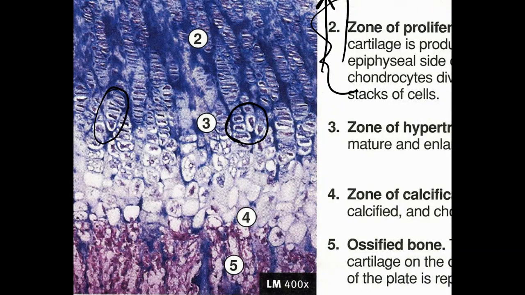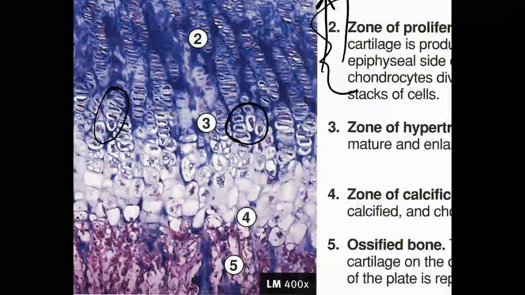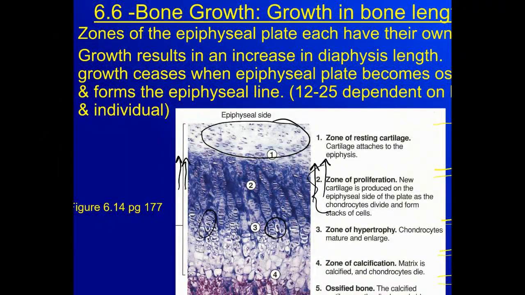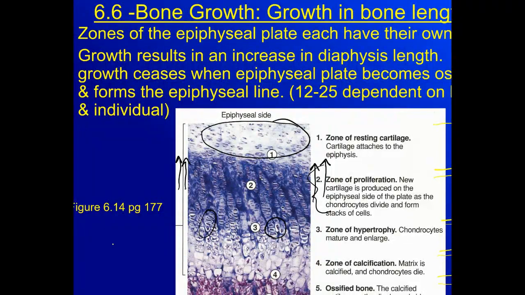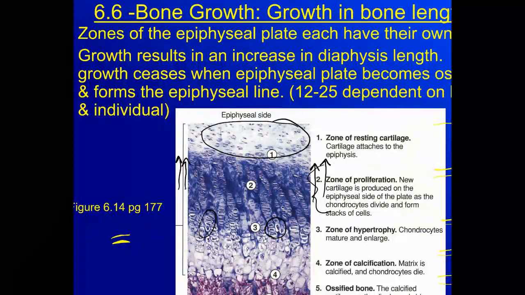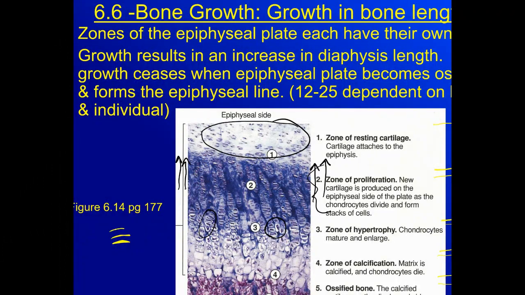If you do this on both ends of your bone, so I'm going to change colors again. If you do this at the end where you've got cartilage and you replace it with bone, you've got cartilage and you replace it with bone. And this end down here, you've got cartilage and you replace it with bone. Eventually, your bone grows in length.